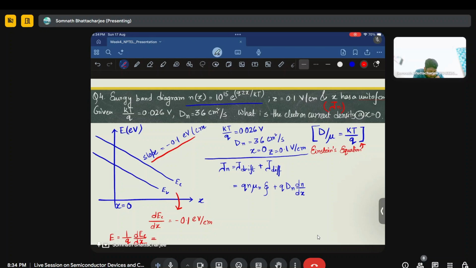Now from this we can write 1 by 1 into 0.1. I am writing it as 1 because this is 1 eV, okay? And because the value of dEc by dx is 0.1 eV, that's why I am using eV here, and based on that the value would be 0.1 volt per centimeter, right? 0.1 volt per centimeter, yes. So this is the value here.